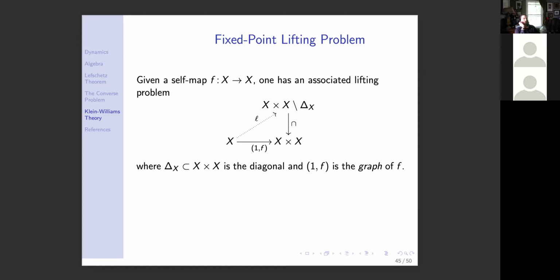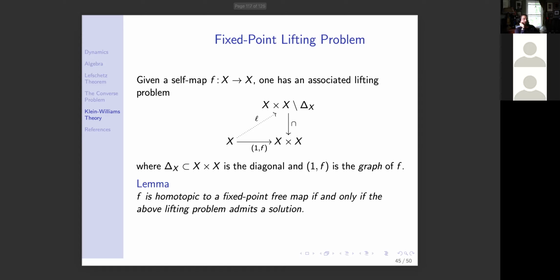And then the vertical map, which is an inclusion, is what you get when you take X times X and remove the diagonal from X times X. And what I'd like to do is solve this lifting problem. I'd like to find a map L which lifts the graph up to homotopy.